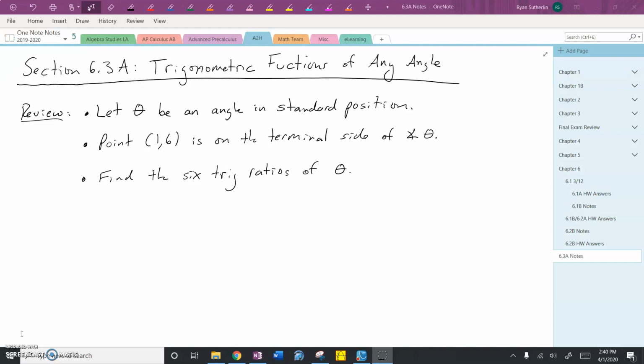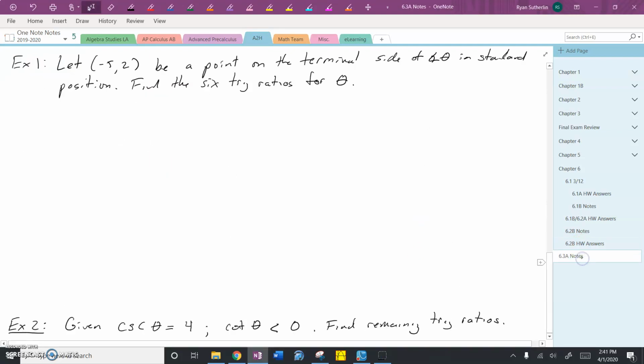So what I thought we would do first is a review problem. Let theta be an angle in standard position. The point (1, 6) is on the terminal side of angle theta. Find the 6 trig ratios of theta. So go ahead, pause the video, sketch this out, and see if you can find the 6 trig ratios based on that information. All right, so let's see how you did with this problem.